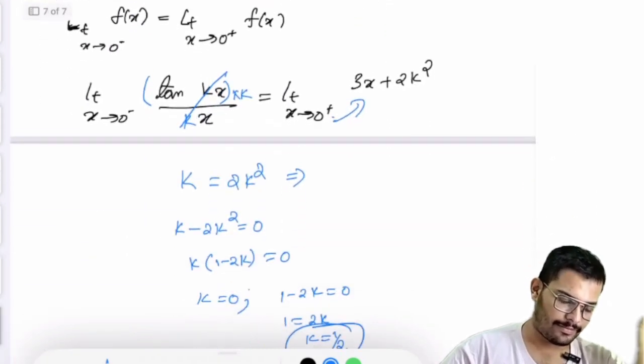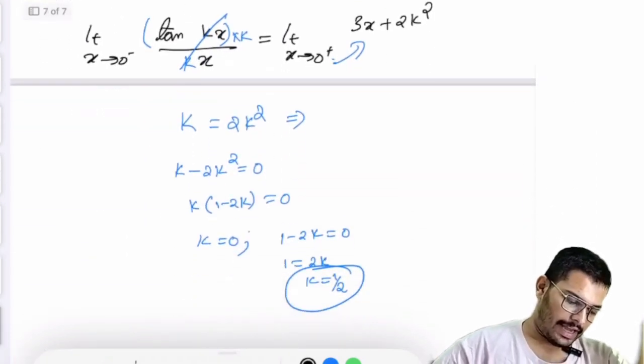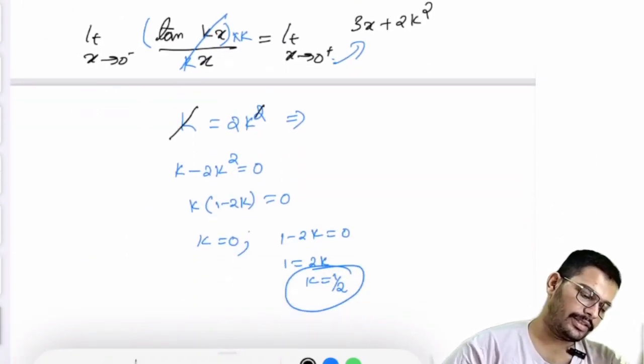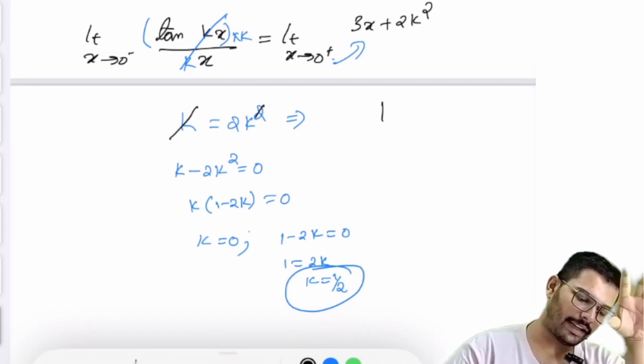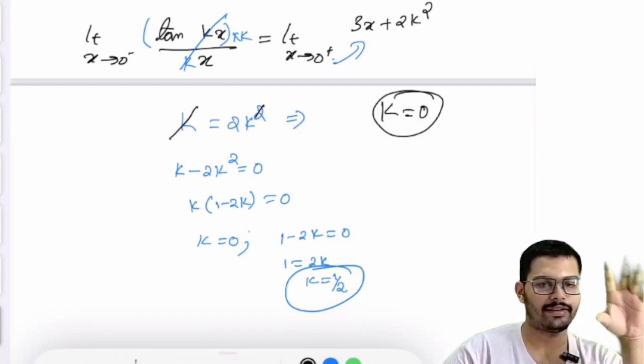Now, there is one more thing. If you cancel some value from both sides, you will end up with a loss of roots. Whatever value you are cancelling, just equate it with 0 and save that root.